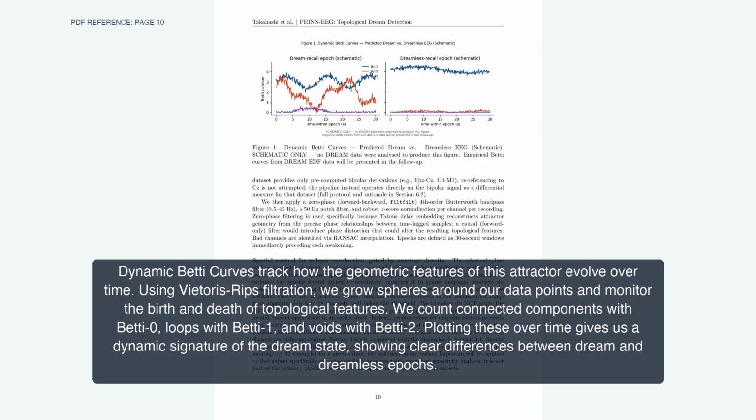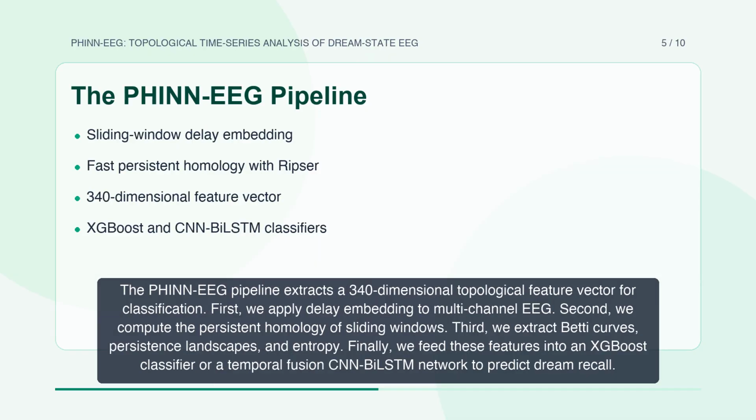Dynamic Betti curves track how the geometric features of this attractor evolve over time. Using Vietoris-Rips filtration, we grow spheres around our data points and monitor the birth and death of topological features. We count connected components with Betti 0, loops with Betti 1, and voids with Betti 2. Plotting these over time gives us a dynamic signature of the dream state, showing clear differences between dream and dreamless epochs. The PHINN-EEG pipeline extracts a 340-dimensional topological feature vector for classification.